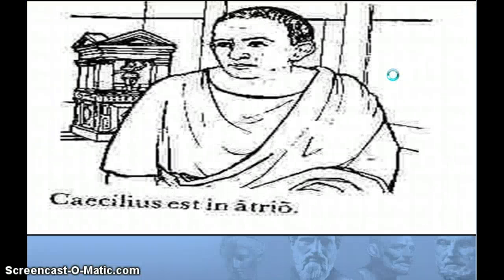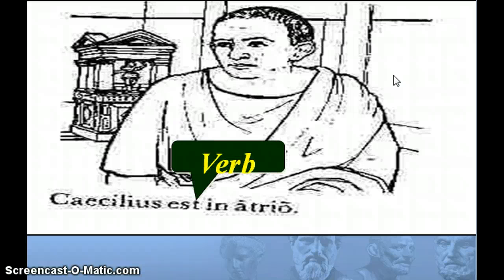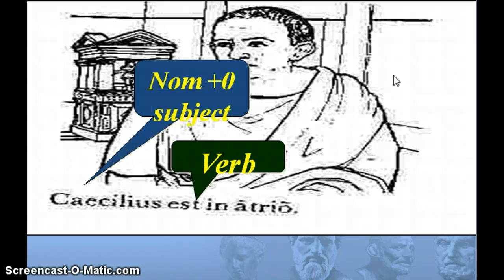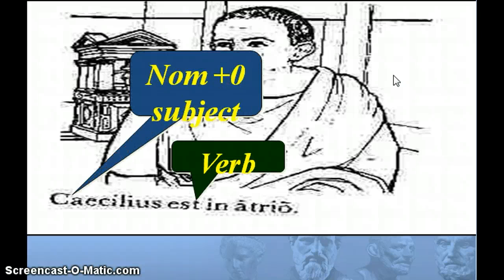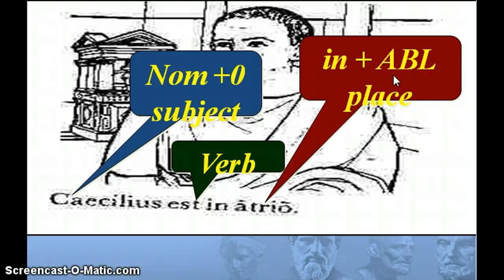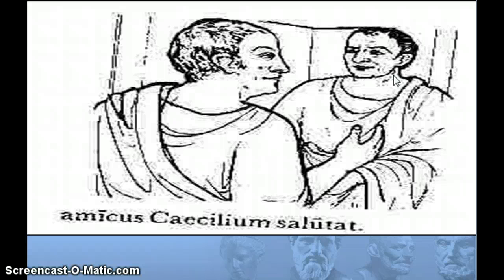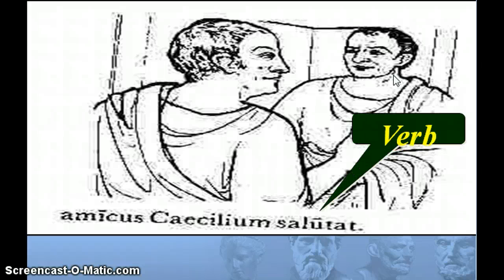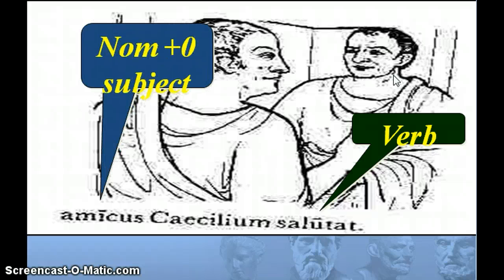Now let's revise. First thing you go is the verb. And where's the verb? Est. Who's doing the being? Caecilius. Why? Because he's nominative. In atrio is an in plus ablative place phrase. Where's the verb? Salutat, ends in T. Translation of the salutat, salutes or greets. Who's doing the greeting? The nominative. And the nominative in this case is amicus.